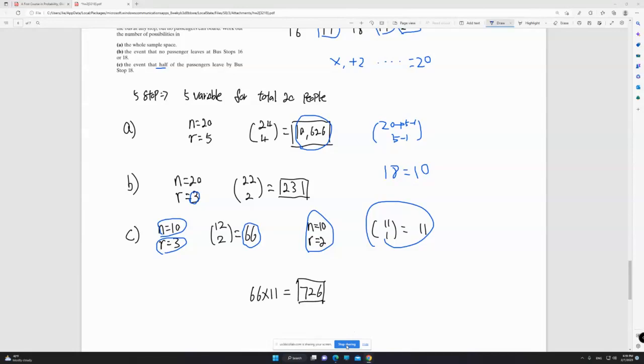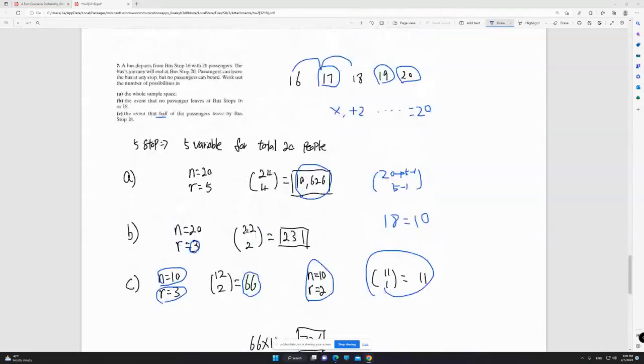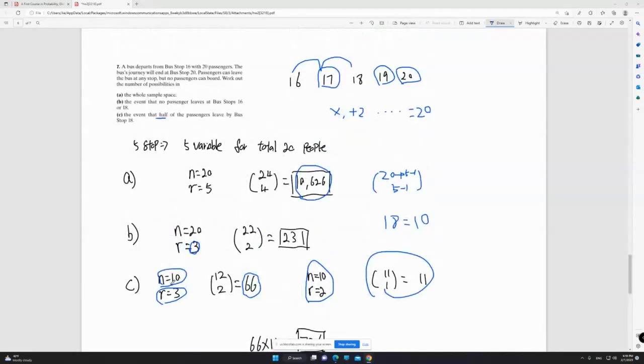Anyone has any questions? Okay, Catherine is asking a question. How did you get 10? What do you mean 10? Catherine, do you mean the rest of the 10? Because it says at stop 18, there's only half left, and half of 20 is 10.